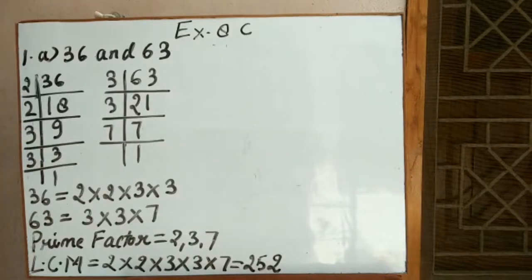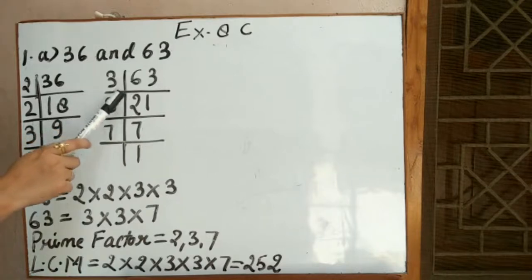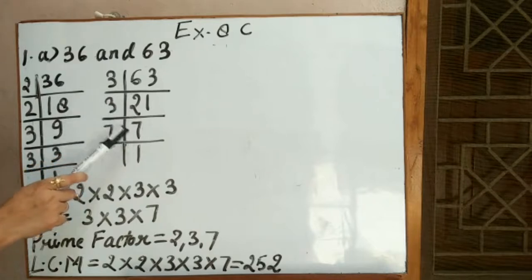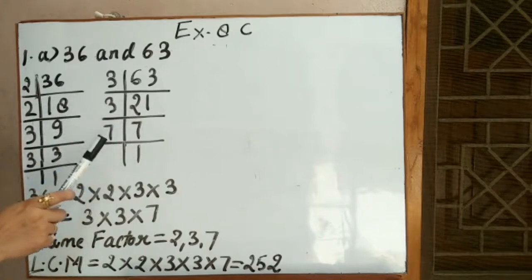36 can be divided by 2. 2 1s are 2 and 2 8s are 16. 18 can be divided by 2. 2 9s are 18. That's why we will write 9 just below 18. And 9 can be divided by 3. 3 3s are 9 and 3 1s are 3. Similarly 63. 63 can be divided by 3. 3 2s are 6 and 3 1s are 3. 3 7s are 21 and 7 1s are 7.